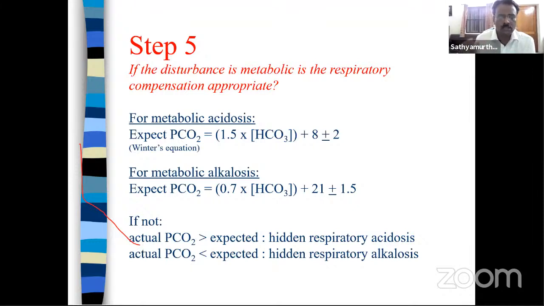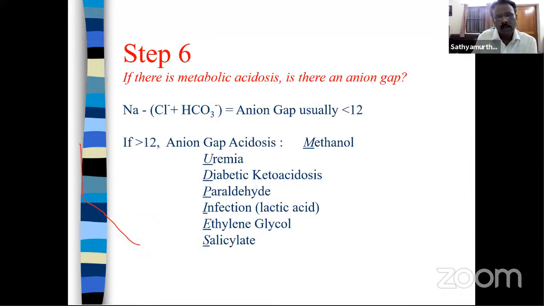That is step 3 and step 4. Step 5, you apply it for metabolic problems. Even if there's, like I told, a metabolic acidosis, step 6 is, if there is metabolic acidosis, you should see whether it's a high anion gap acidosis or non-anion gap acidosis. So what are the usual common causes for high anion gap acidosis?